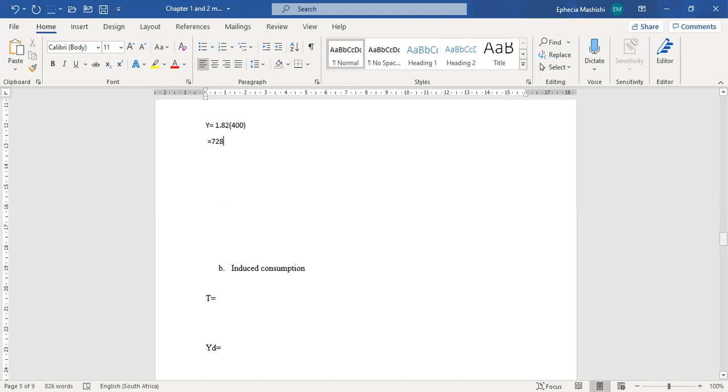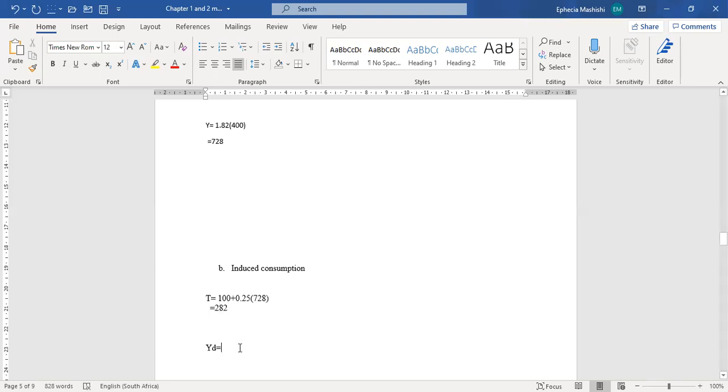We're going to start off by calculating how much tax is. We were given autonomous tax of 100 and induced tax of 0.25. Now that we have our equilibrium income, we can simply put it in here. So our tax would be 100 plus 0.25 multiplied by 728, and we get tax of 282.